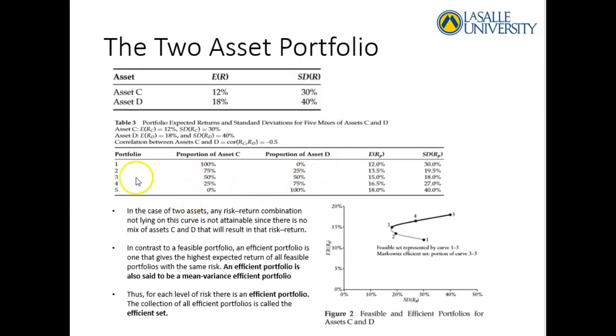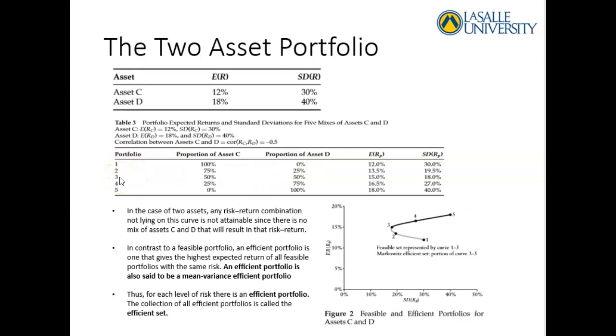So over here in the next table, what you see is 5 different portfolios that can be formed using these two assets by changing the proportion of allocation to each asset. For example, if I have $100 to invest, I can either put all of it in asset C and nothing in asset D. That would be portfolio 1.